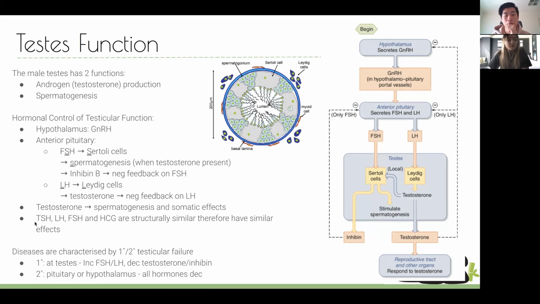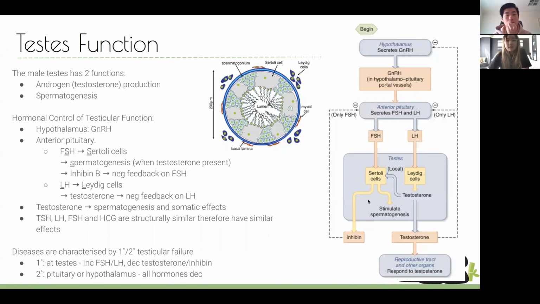One thing to note is TSH, LH, FSH, and HCG, beta HCG are structurally similar, so they have similar effects, and we'll see how this affects certain ways we can treat things and certain management options for pathologies tomorrow.